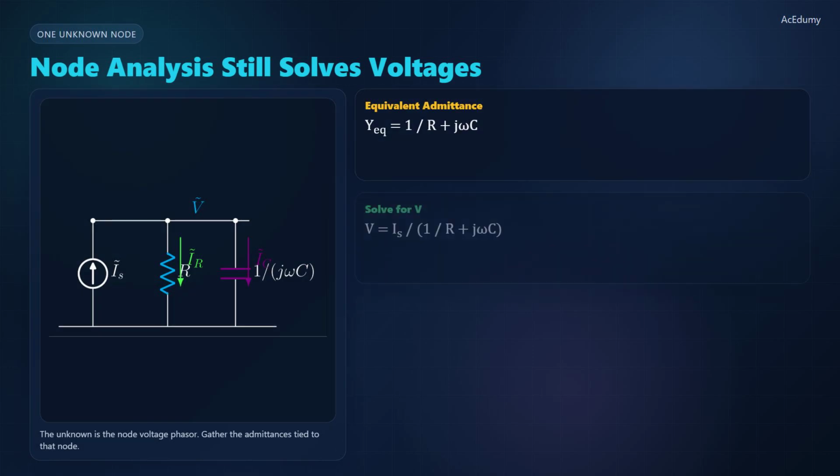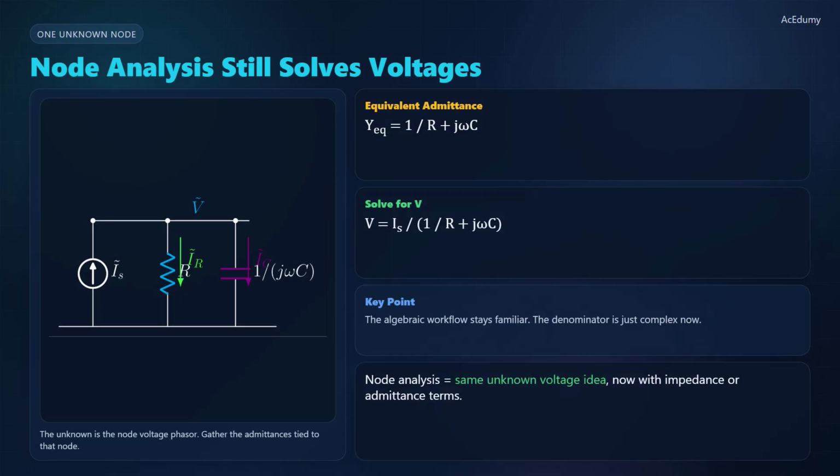This is why node analysis still works. If the node voltage V is the unknown, collect the admittances connected to that node. For this example, V equals I_S over the quantity 1 over R plus j omega C. The workflow is still isolate the unknown and solve. The only change is that the coefficient is complex instead of purely real.